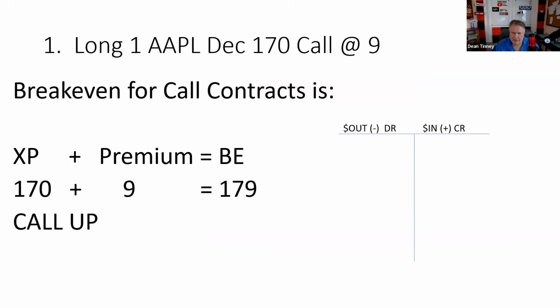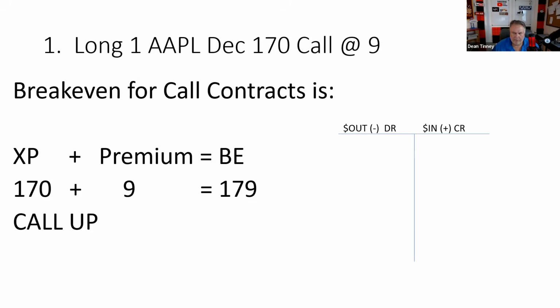Please note, it doesn't matter where Apple's at when we do this trade. Where it matters is where Apple is at expiration. That's what we care about. Or several weeks later, where Apple's at. That's what we care about. So we don't really care that Apple right now is 172.